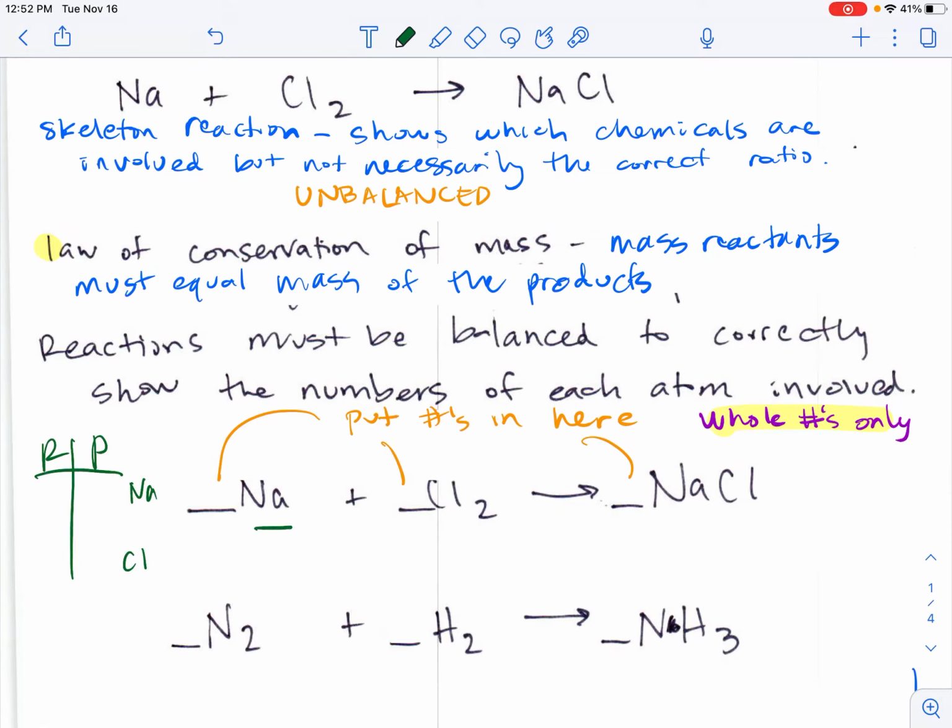On the reactant side, we've got 1 sodium and 2 chlorine. On the product side, it looks like we have 1 of each, 1 sodium and 1 chlorine. And you want to make them equal. So if I start with 1 sodium, I should finish with 1 sodium. If I start with 2 chlorine, I should finish with 2 chlorine.